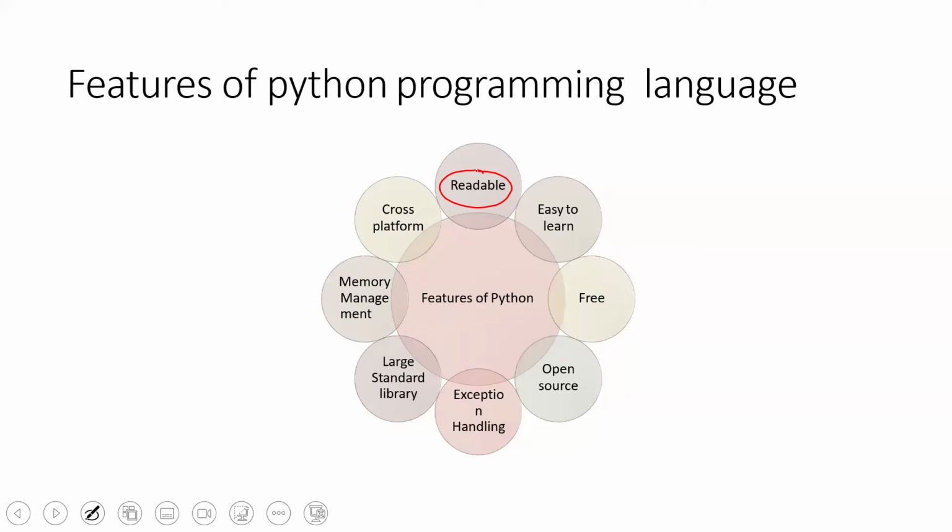Readable means whatever program we are writing in Python, as a user we can easily read the syntax. Easy to learn means if you know English, the syntax is very easy, so definitely we can easily learn the concept. And free: you can get the material, documentation, everything freely from the internet. And open source: you can download the software without paying a single penny. I already discussed this, so I'm not going in depth.